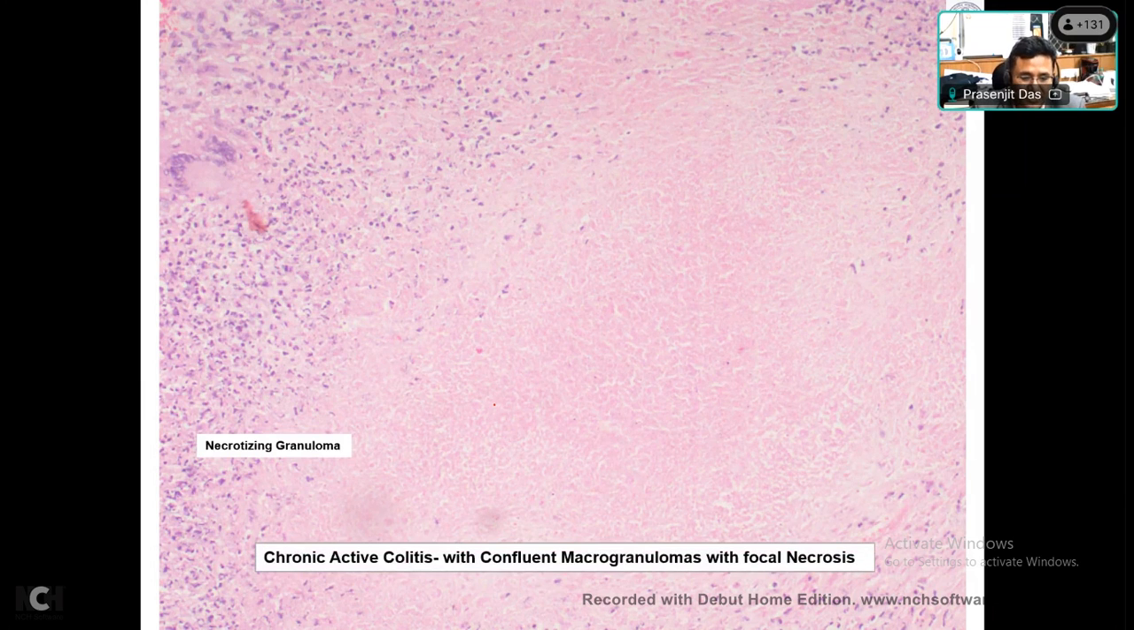So this is actually a chronic active colitis with confluent microgranulomas. We always write these descriptive terminologies in our morphological report, with focal necrosis, and with that we will say, because there was necrosis, the features are of tuberculosis. So we think definitely it is tuberculosis. That's why this type of terminology was used.